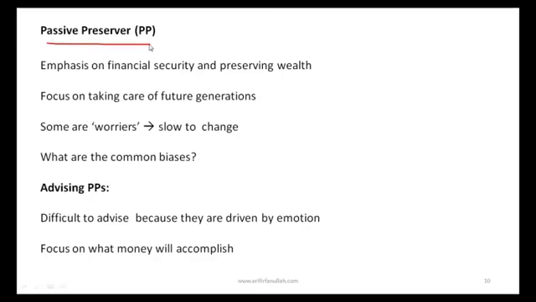And what I've tried to do here is summarize the most important points from each of those segments. So for a passive preserver, there is an emphasis on financial security and preserving wealth, focus on taking care of future generations. These people tend to be worriers, they are slow to change. Now, before I ask you to remind me of the common biases, here is how you can remember this.